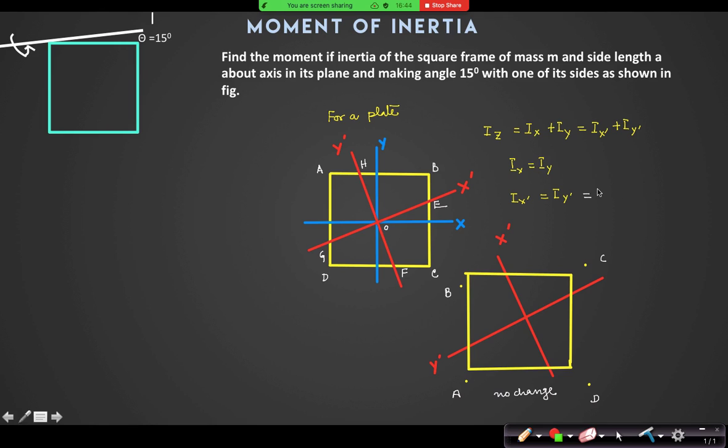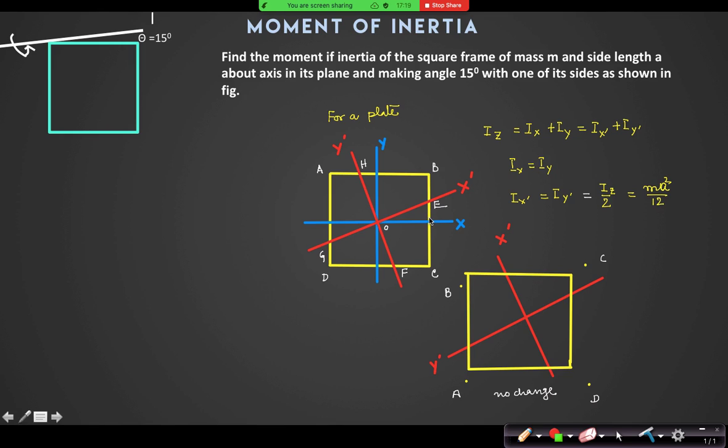And can I say they will also be equal to Iz divided by 2? Yes, obviously. And they are also Ml square by 12. So in a square it is possible. If it were a rectangle, you could not do that. M square by 12, but if it were a rectangle, we cannot say that.